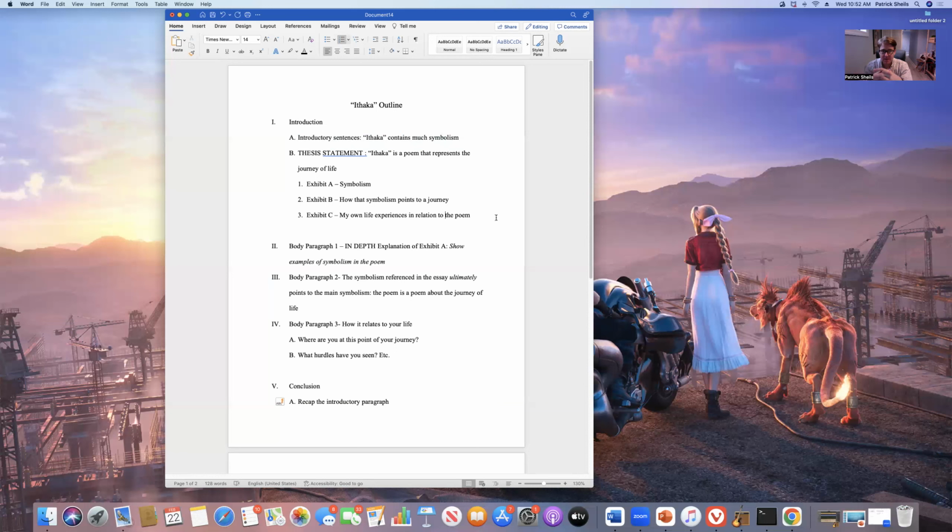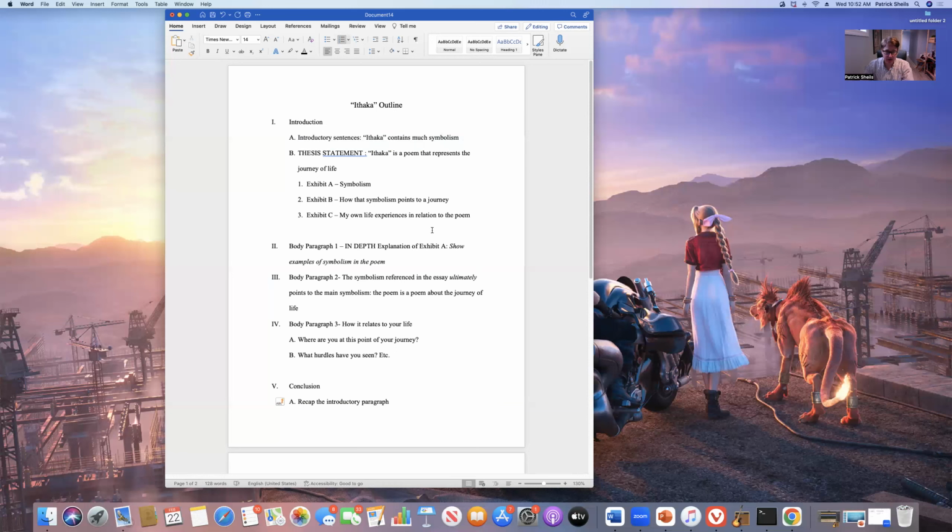You start off in body paragraph 1 by talking about symbolism. In body paragraph 2, you talk about how that symbolism points to a journey. And then in body paragraph number 3, you talk about how the symbolism that points to a journey is relatable to your own life, and how the poem itself can be looked at as symbolic of your own journey.